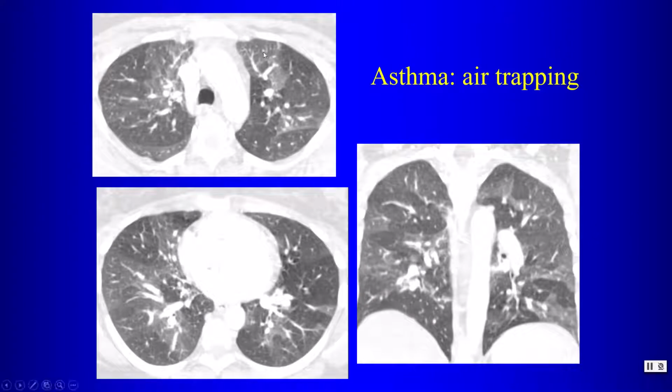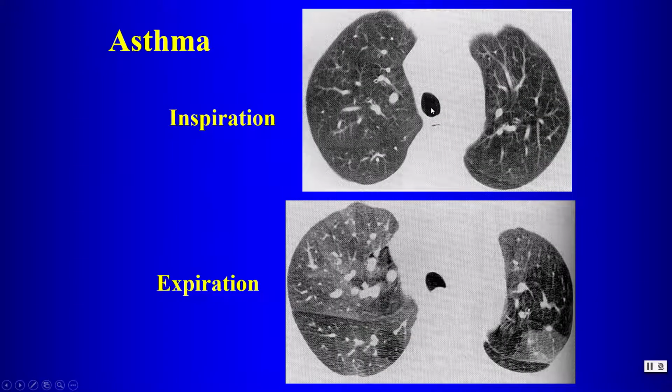And here's another example of a patient with asthma. You can see mosaic attenuation, areas of decreased lung opacity, areas of increased lung opacity. Notice that the blood vessels are more prominent in these areas of increased lung opacity. So this patient also has mosaic perfusion, and in this case, this is from air trapping as a result of asthma. That can be accentuated on expiratory views.